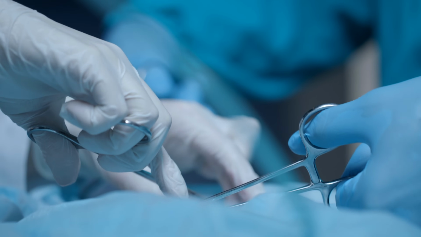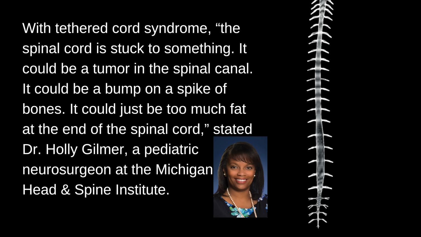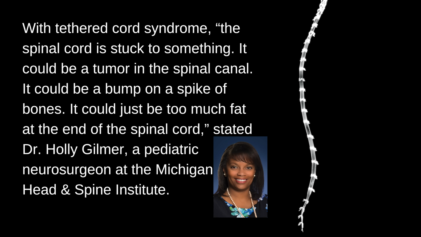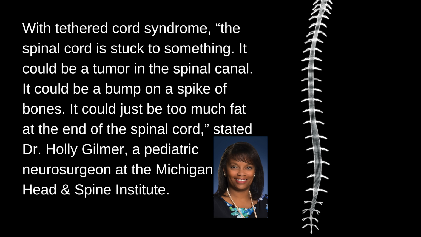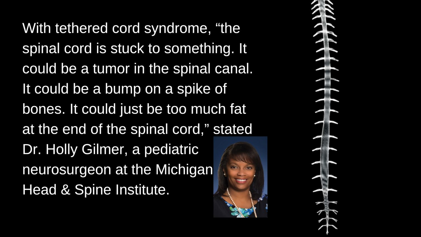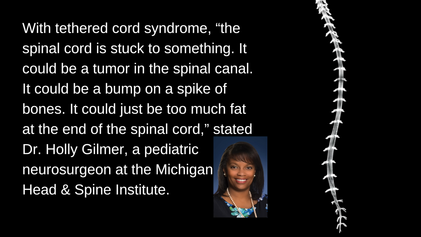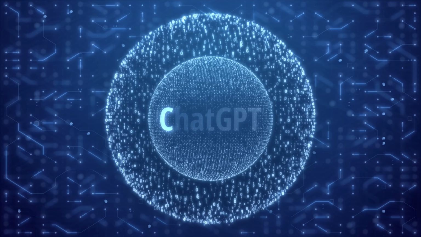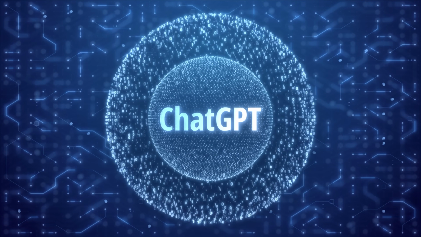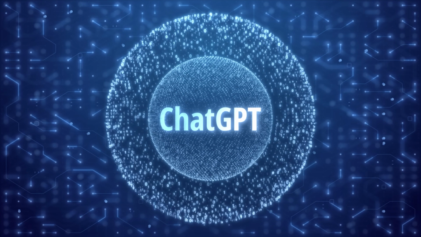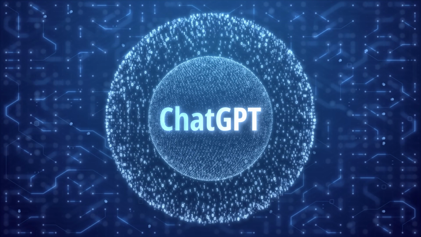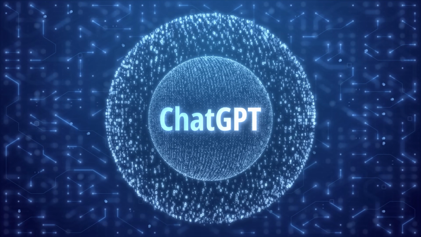With tethered cord syndrome, according to Dr. Holly Gilmer, a pediatric neurosurgeon at the Michigan Head and Spine Institute, "The spinal cord is stuck to something. It could be a tumor in the spinal canal. It could be a bump on a spike of bones. It could just be too much fat at the end of the spinal cord." In this case, ChatGPT was able to link the symptoms and MRI scan results to a diagnosis. With learning algorithms and a huge database of medical information, ChatGPT is very capable of generating lists of differential diagnoses based on the symptoms entered by the patient.